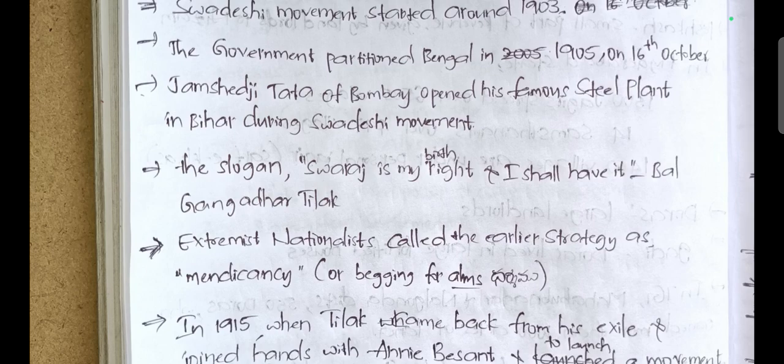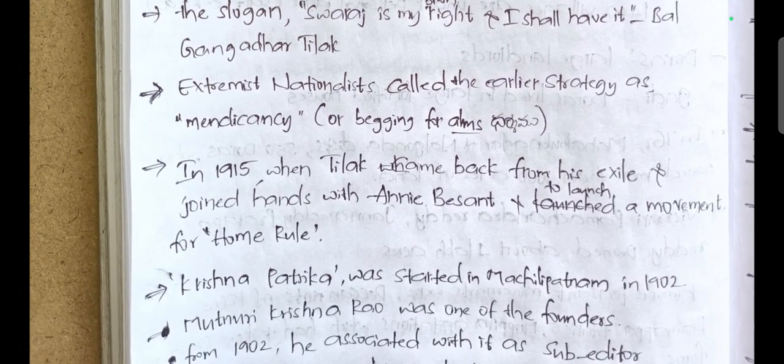In 1915, when Tilak came back from his exile, he joined hands with Annie Besant to launch a movement for home rule. Previously, as we all know, the British had jailed the freedom fighters. So when Tilak was arrested and came back from exile, he joined hands with Annie Besant to launch the Home Rule movement in 1915.